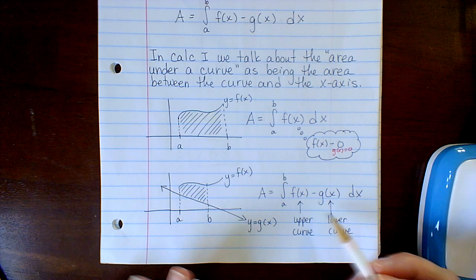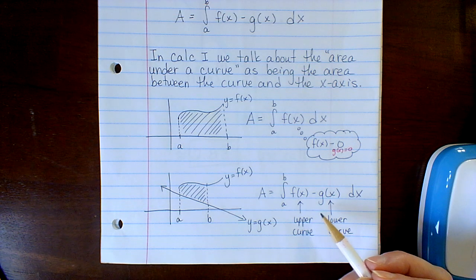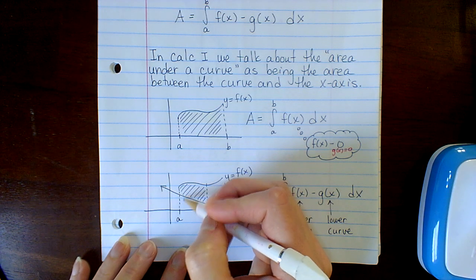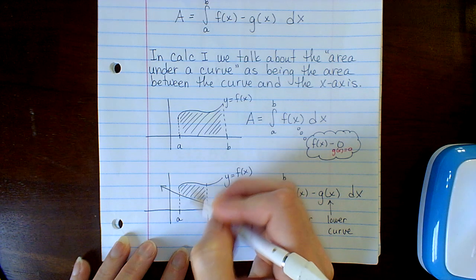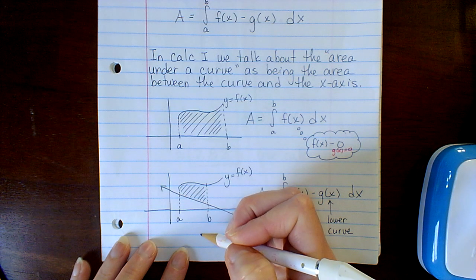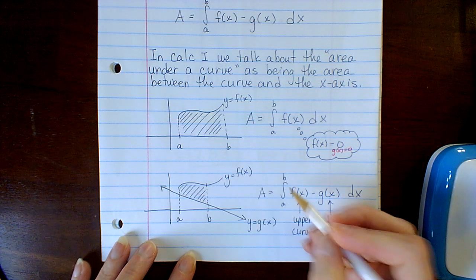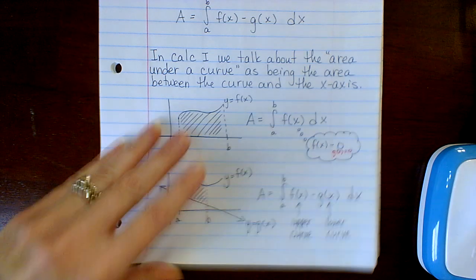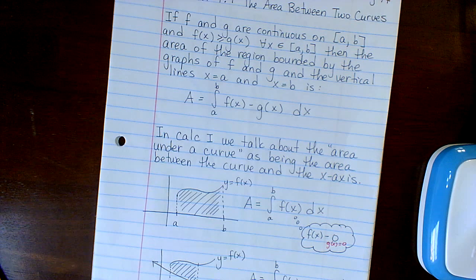We say that f of x is my upper curve, g of x is my lower curve. Now really all we're doing, because we're using integration, is these Riemann sums. We are just finding the area of these little rectangles of infinitesimal width, because we're taking the limit as that width goes to 0 and just adding them up. So this is very similar to the technique that we used in Calc 1. All right, so let's see some examples.